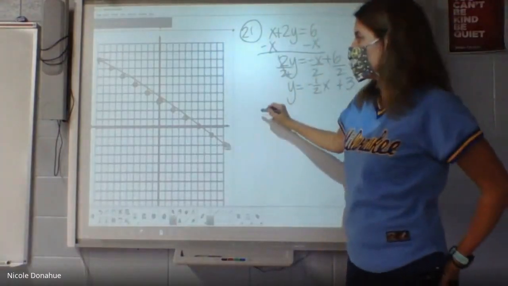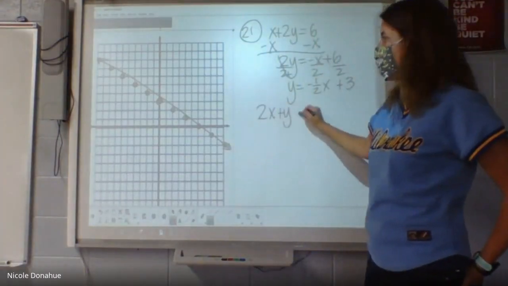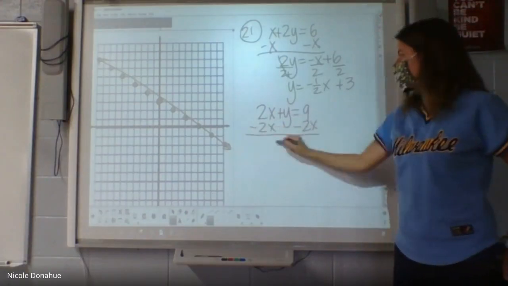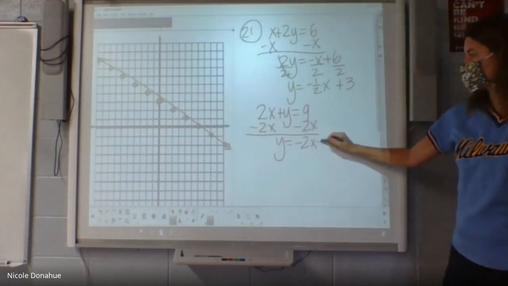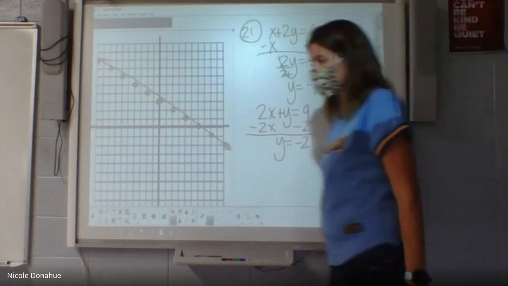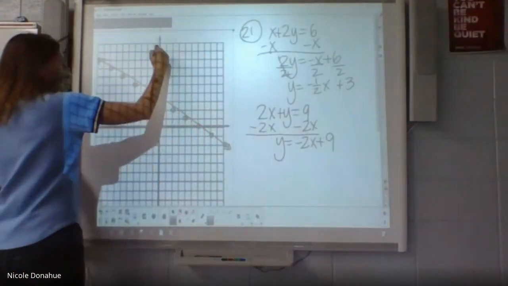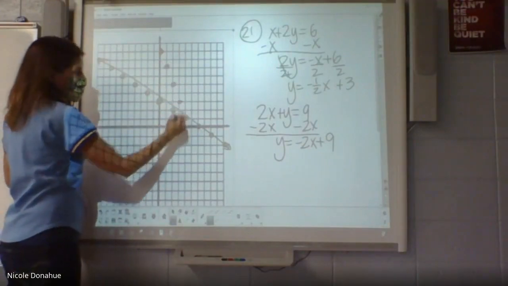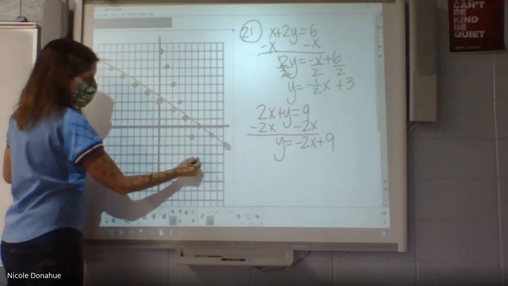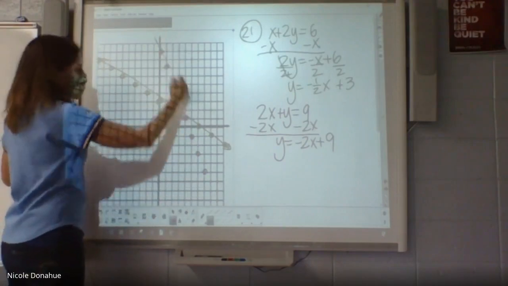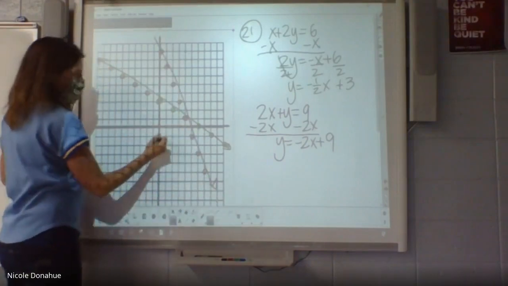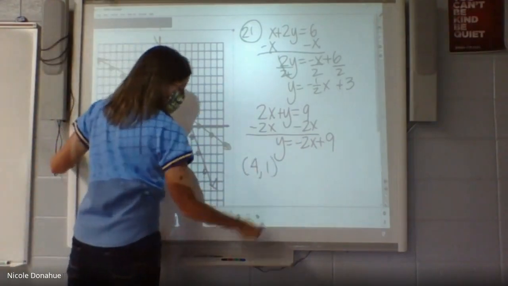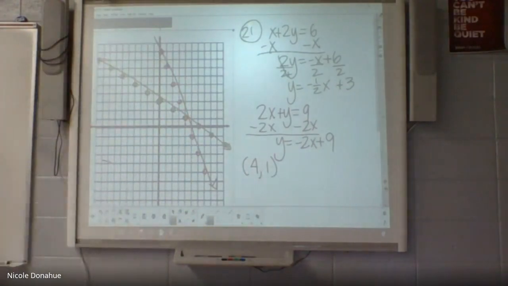And my other line is 2x plus y equals 9. I'm going to move this 2x over. So this one I'm going to begin at 9, and I'm going to go down 2 and over 1. Down 2 over 1. Sorry, so that's not right. 1, 2, 3, 4, and up 1. So hopefully you guys made a mistake and figure out where you went wrong.